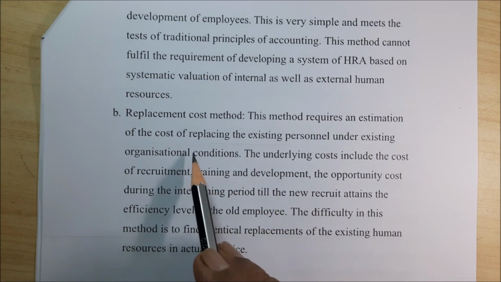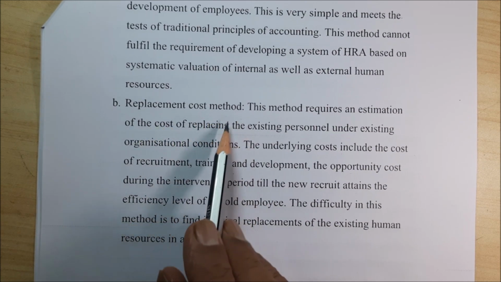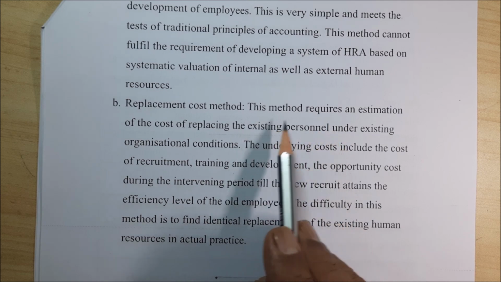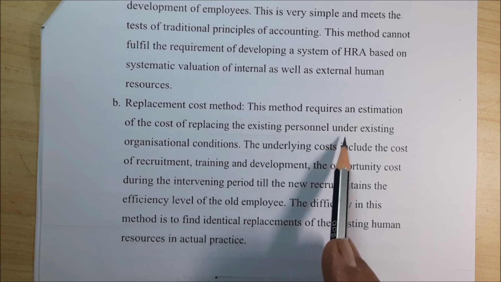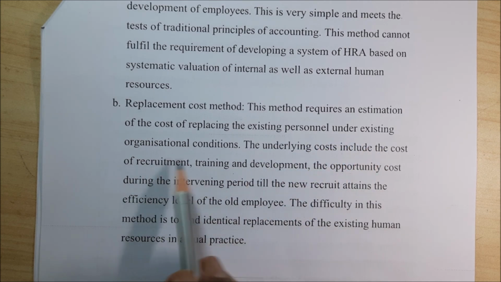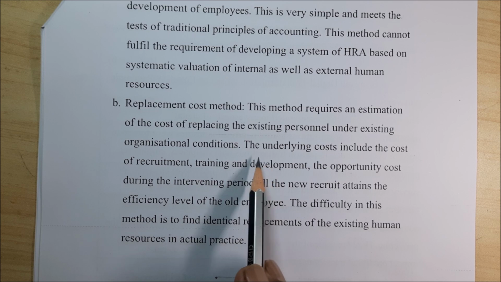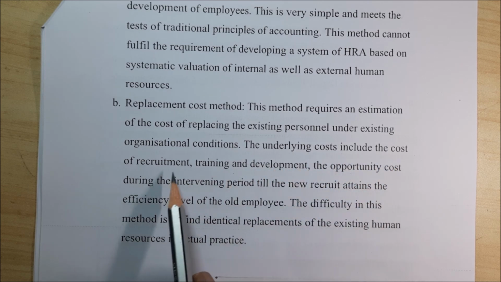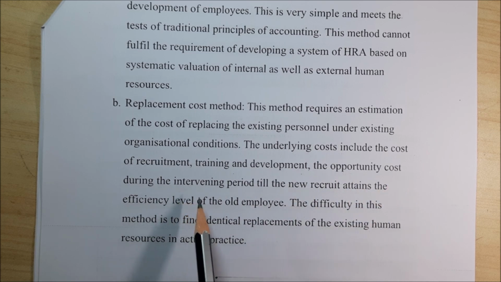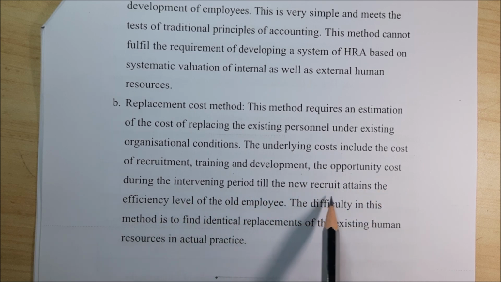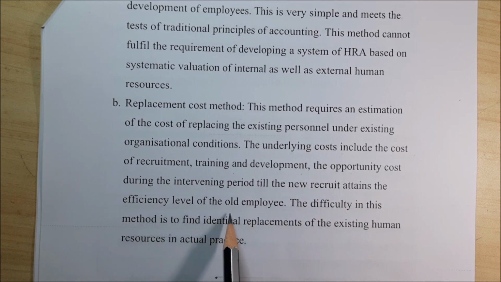Then the other one that I have explained to you is the replacement cost method. This method requires an estimation of the cost of replacing the existing personnel under existing organizational conditions. The underlying costs include the cost of recruitment, training, development, and the opportunity cost during the intervening period till the new recruit attains the effective level of the old employee. That means you are going to replace it. You are not going to use the same one.